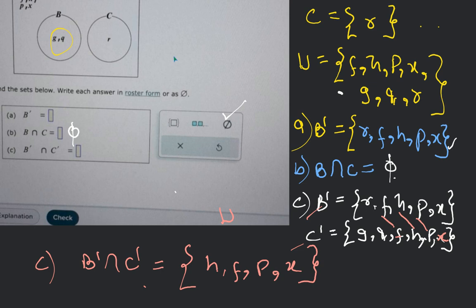And since I believe you are using this app for the first time, right? Yes. So for B, what is the answer for B? This is the answer. When I put it in, it says it's incorrect. No, it is null set. This is called phi. Oh, okay.